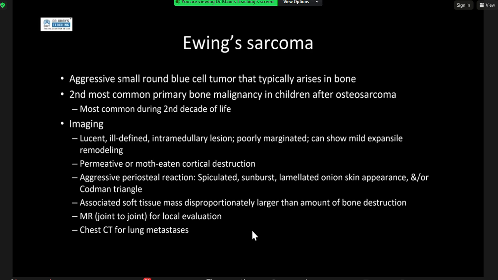And you had a nice example of this really permeative, destructive mass, and we could see how poorly defined that lesion was, particularly on the plain film. So really nice description there of the lucency, particularly within the glenoid, by candidate 2. And again, you've got this disproportionate soft tissue mass in relation to the extent of bone destruction. So another feature to think about, and we've talked about the chest CT for lung mets.